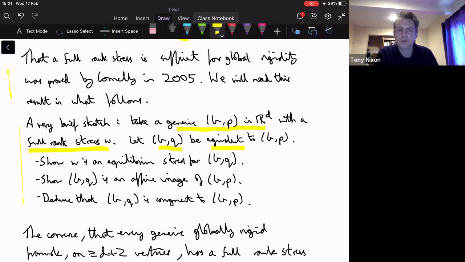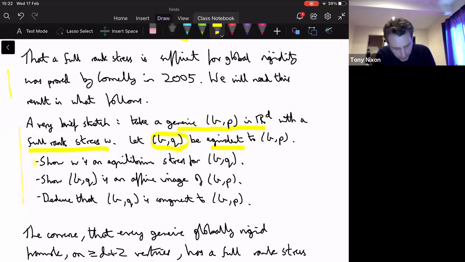And so for all equivalent frameworks, since I want it to be globally rigid, I have to be able to show that this equivalent framework GQ is congruent. So I take some framework with the same edge lengths, and somehow the full rank stress property has to tell me congruence. Okay, so the way Bob Connelly does this is sort of in 3 steps.